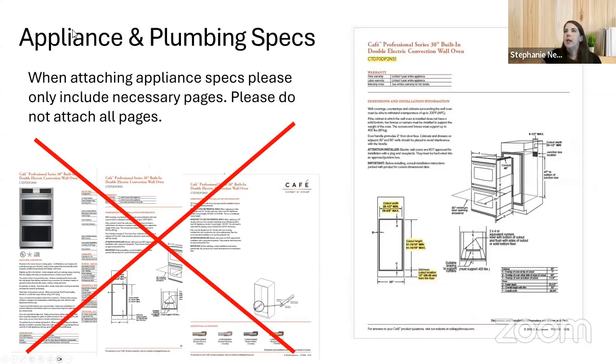And then again, we're always asking if you can send us the appliance and plumbing specs that we need to know. We don't need all of the pages on an appliance spec, but it's always helpful to have, for instance, over here on the right, where you see it calling out cutout widths, heights, depths. That's helpful to use as a reference.